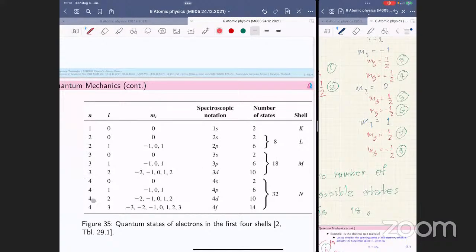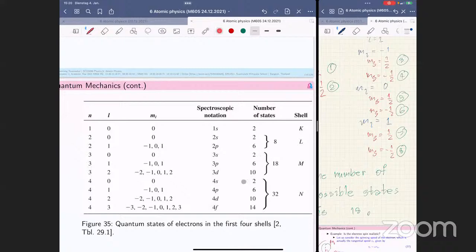When small n is equal to 4, we have the shell symbol capital N, and we have L equal to 0 until 3. And ML will span from 0, -1, 0, 1, -2, -1, 0, 1, 2, and so on, -3 until 3. The spectroscopic notation will also change. This is not 1s, this is 4s because our n here is 4, so we have to write down 4 everywhere here.